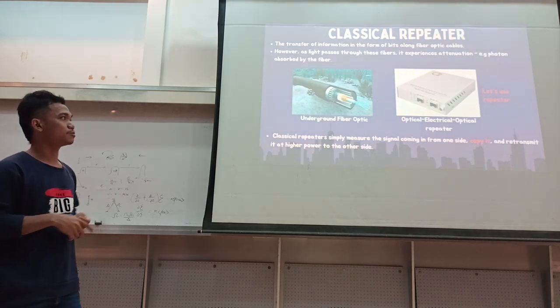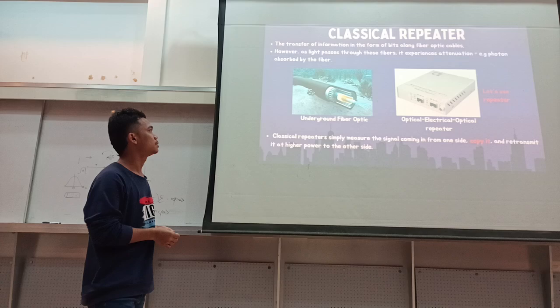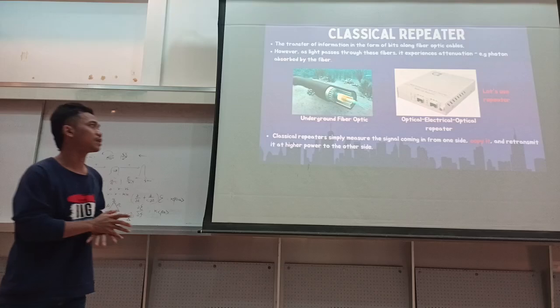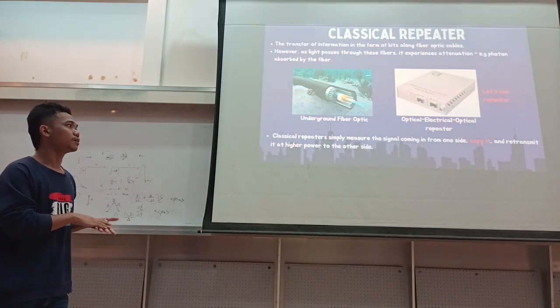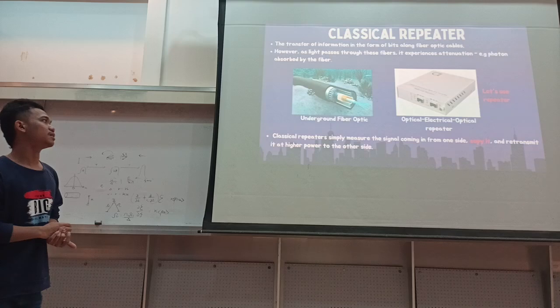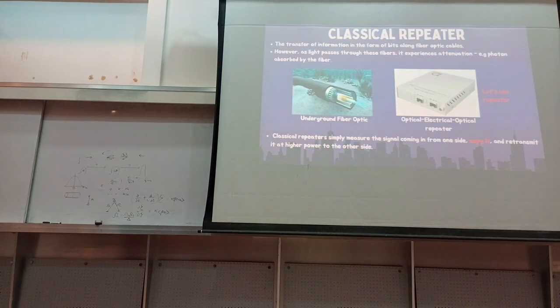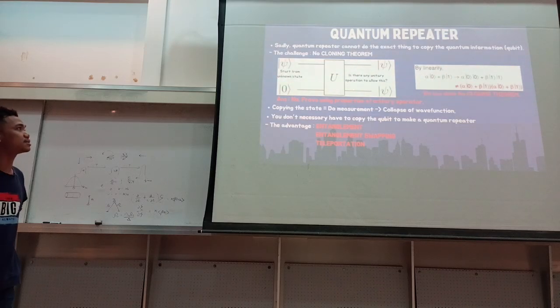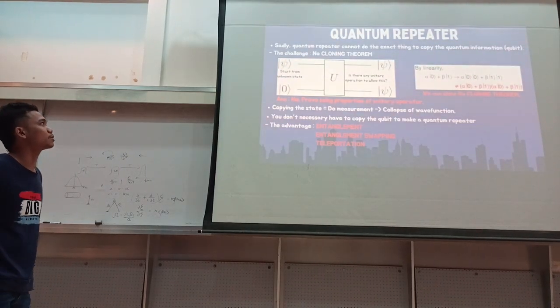So the solution is, what if we use repeaters, right? Classical repeaters simply take the signal coming from one side, copy it and amplify it, then retransmit it at higher power to the other side. But the problem is we cannot do this using quantum repeaters. Why? Because of the challenge of the no-cloning theorem. Sadly, quantum repeaters cannot do the same thing as classical repeaters can, because of the no-cloning theorem, so we cannot copy it.